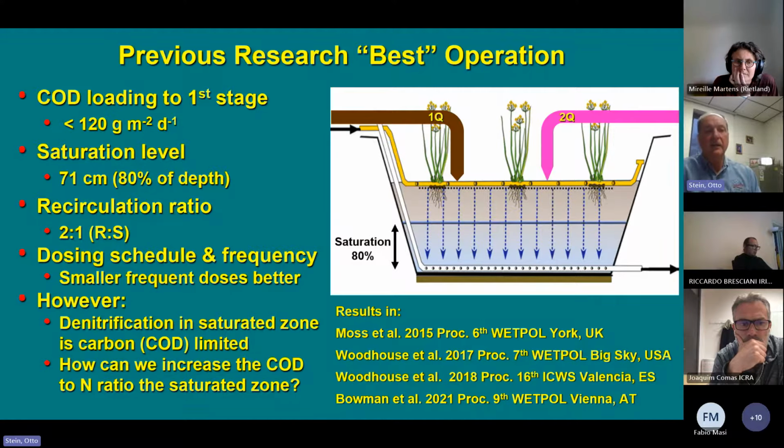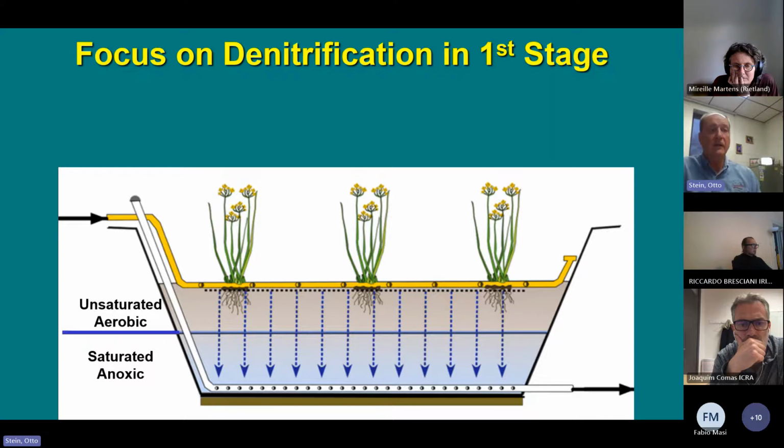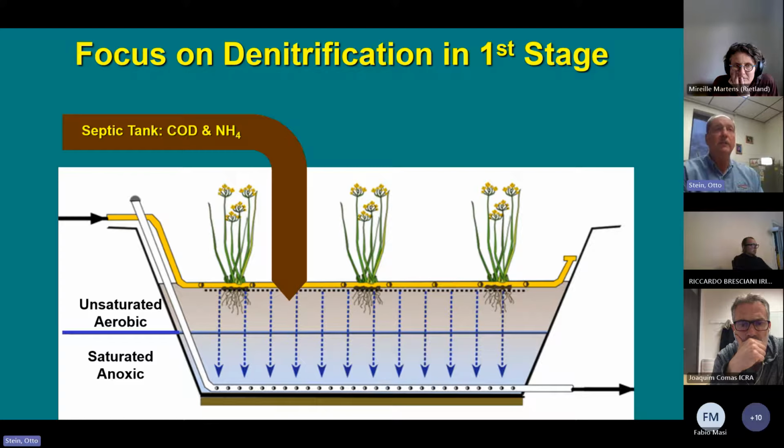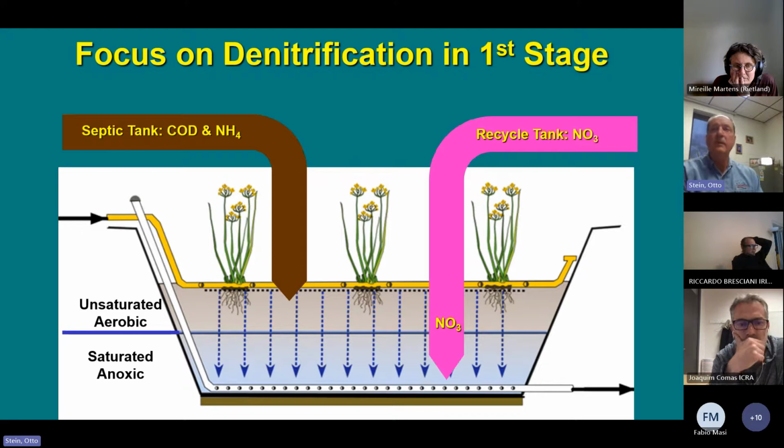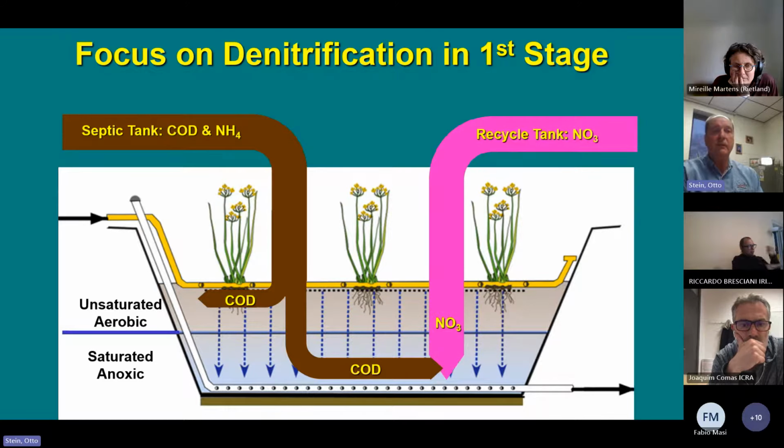So essentially the question becomes, how can we get more COD down into that zone so we can increase that COD-N ratio that Mireille was talking about? Again, we've got this saturated bottom and this unsaturated top. The goal here is that the raw water coming in is both high in COD and ammonia, and then the recycle brings in all of this nitrate. Some of the COD will end up being removed in this aerobic zone, but we would like most of it to get down into that saturated zone where it could mix with the nitrate and we can get denitrification. So again, denitrification in that saturated zone.